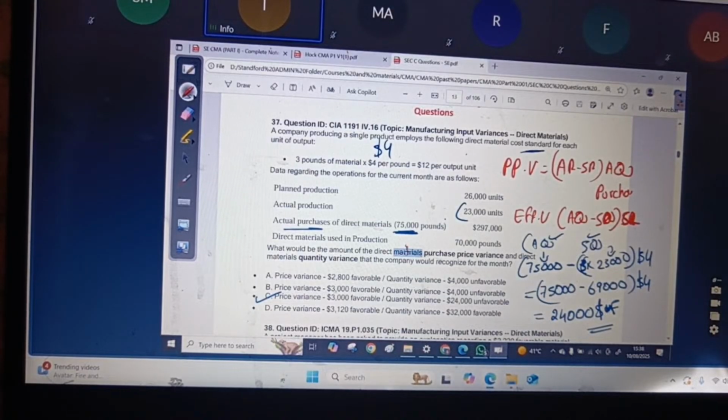What is standard quantity? As per the formula, standard quantity of input allowed for actual output. So how much is the standard quantity of input we are putting in for producing 23,000? It's already given at 3 pounds. If you multiply 3 pounds by 23,000, we get the total standard quantity. Substitute the figures and get the answer. That's it. There is no rocket science going on here.